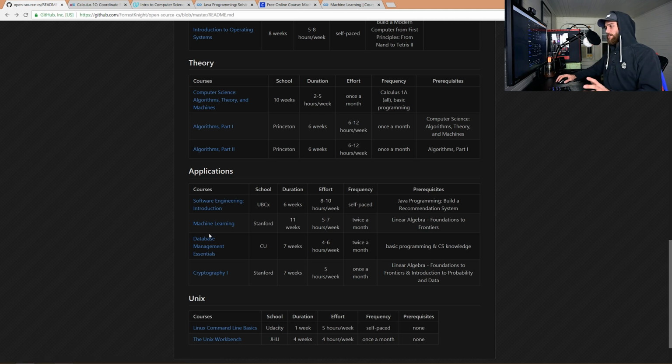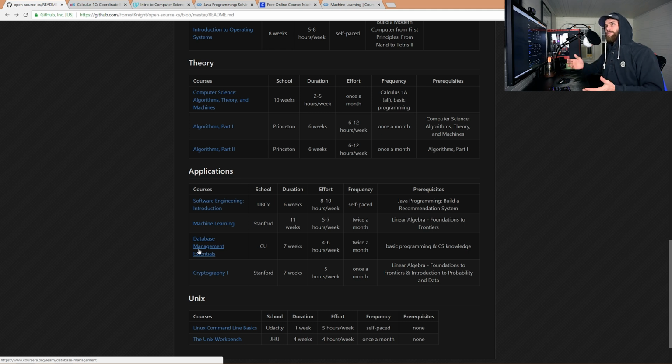And then same goes for machine learning, where it's a more applicable knowledge, where before you're learning a lot of theory, a lot of basics, machine learning is very focused, offered by Stanford. Database management essentials, if you're going to work in computer science, take a database course. There are some computer science degrees like mine that didn't require a database course, but I took one anyway, and I'm so glad I did, because if you're in computer science, you're going to be working with databases essentially no matter what.